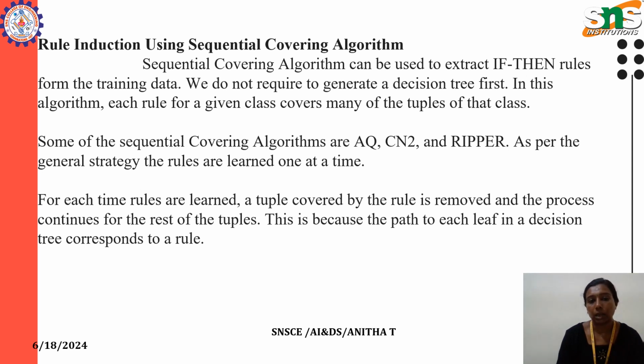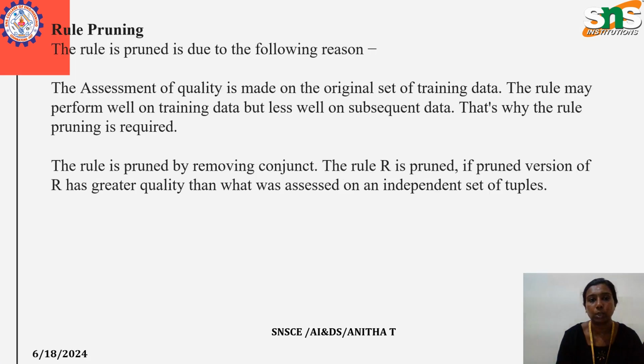As per the general strategy, the rules are learned one at a time. Each time a rule is learned, the tuples covered by the rule are removed and the process continues for the rest of the tuples. This is because the path to each leaf in a decision tree corresponds to a rule.